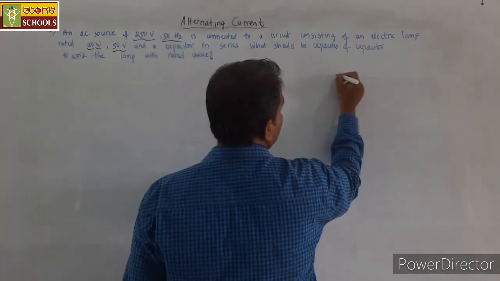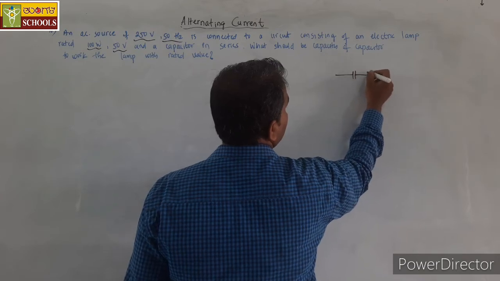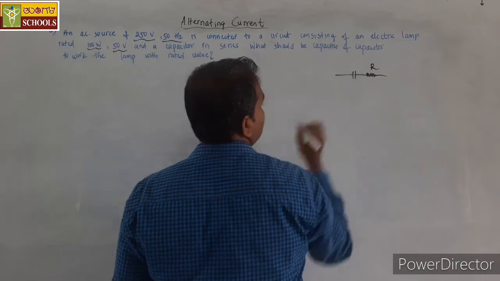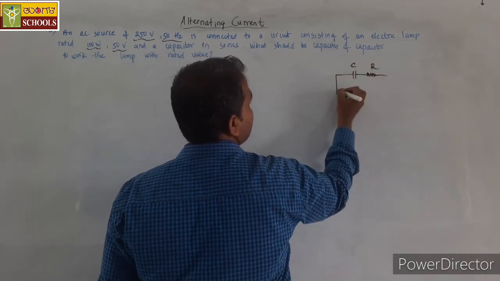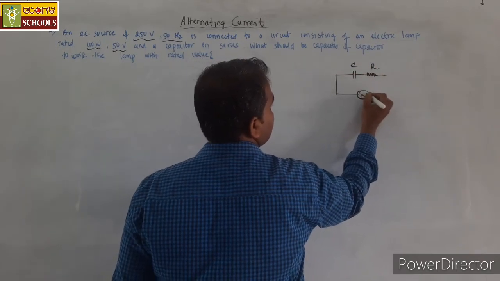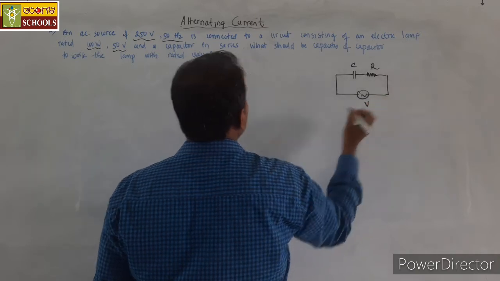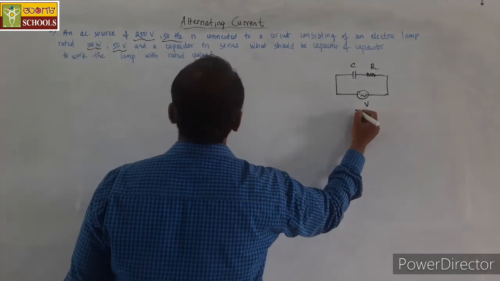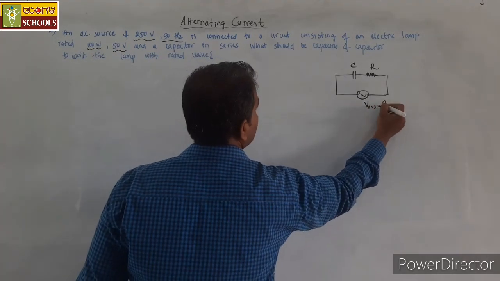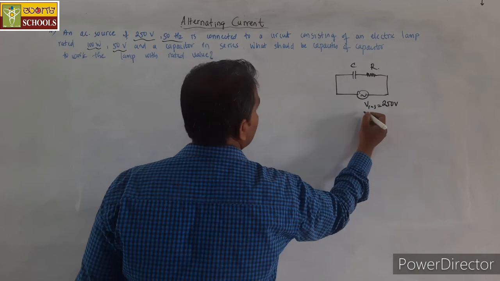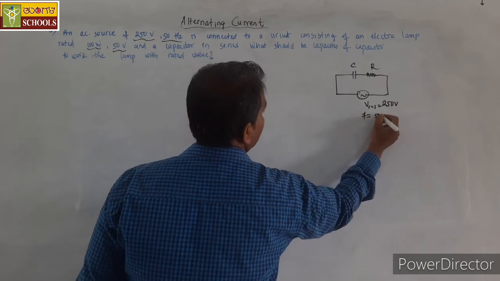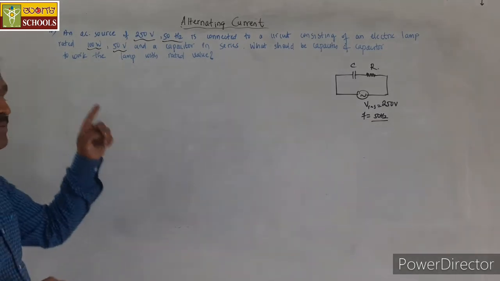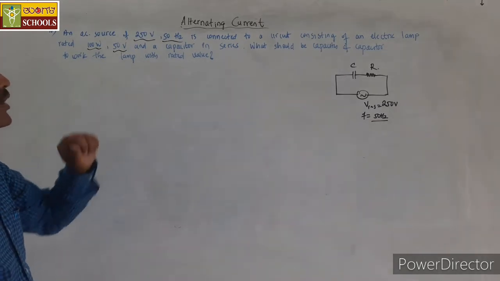Okay, so they have given a capacitor in connection with the lamp. The lamp can be considered as a resistor. This is the capacitor of capacitance C. It is connected to the supply voltage V here. Its RMS voltage is 250 volt, and frequency is equal to 50 hertz they have given. We have to find the capacity so that the lamp works at the rated value.